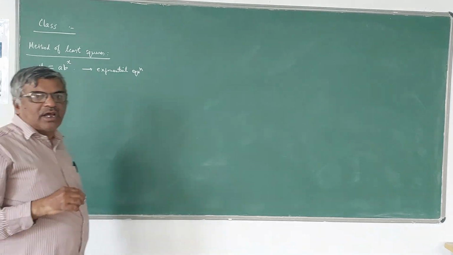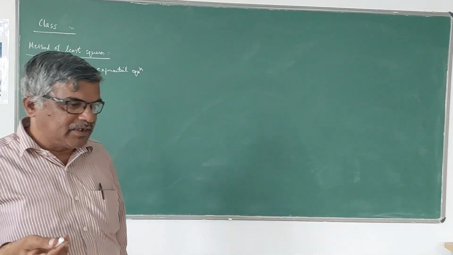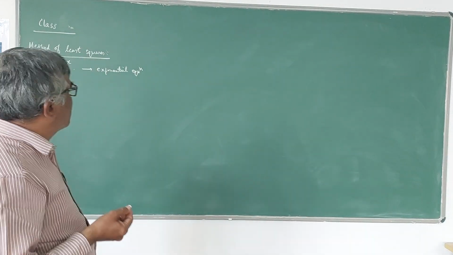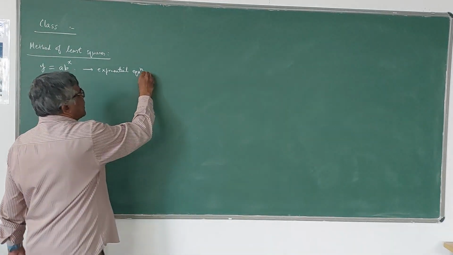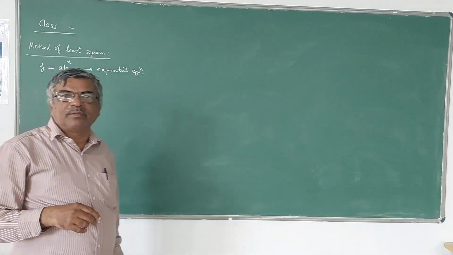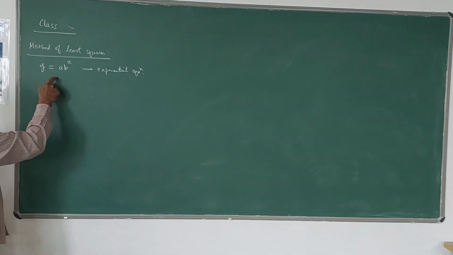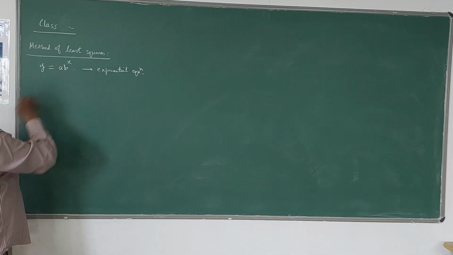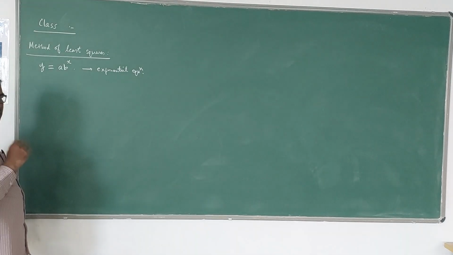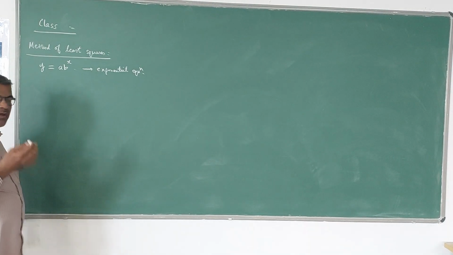In earlier videos I have explained how to get a linear equation, that is y is equal to a plus bx, and a quadratic equation, y is equal to a plus bx plus cx square. Now we will see how we can obtain y is equal to a into b to the power of x. So let us try to simplify this. Let us bring this to the linear form.